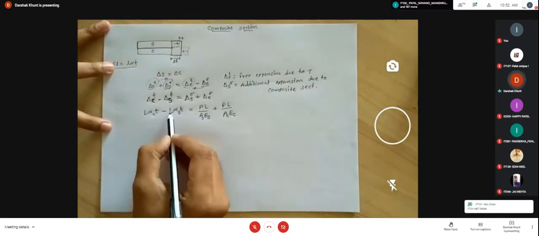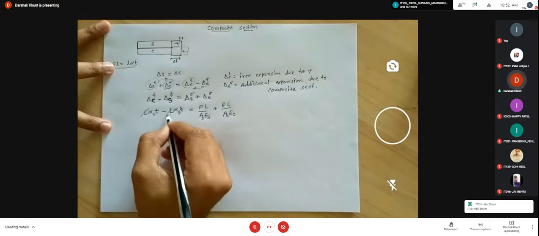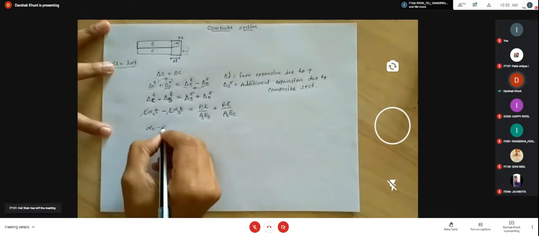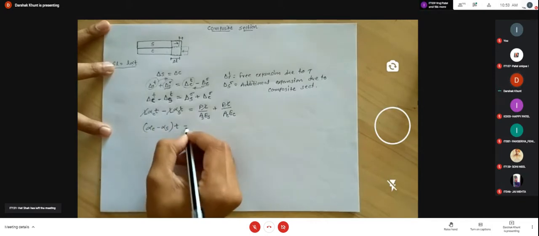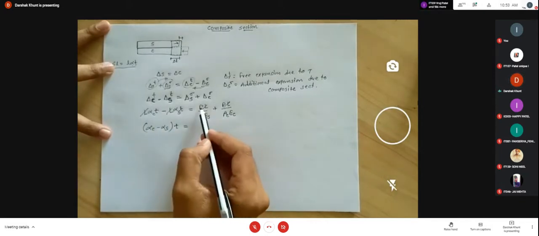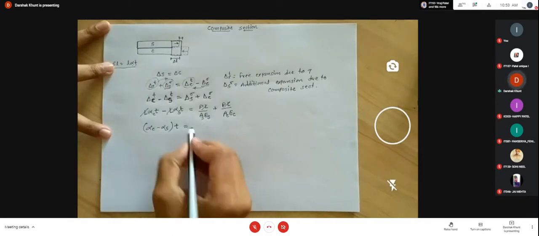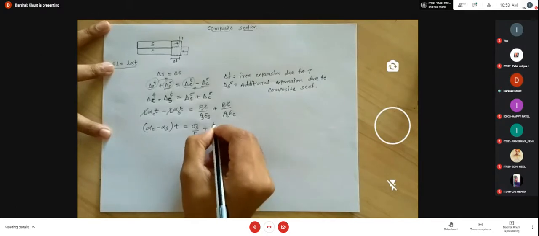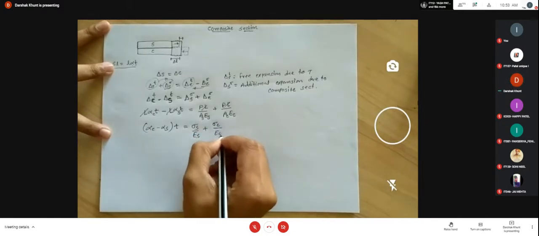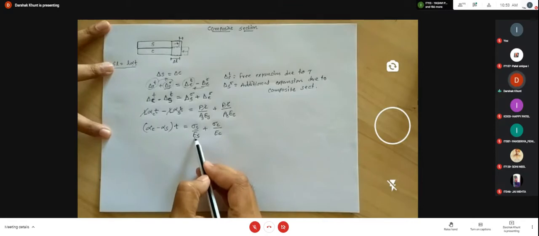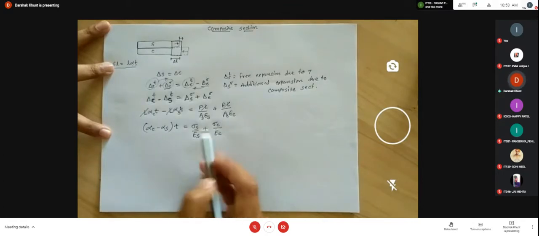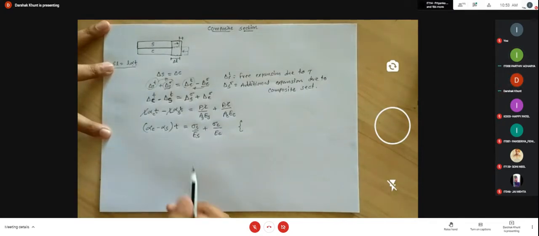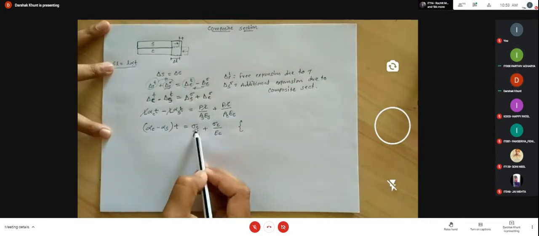So if we take L common from both sides, it cancels out. Okay. So here (alpha C minus alpha S) into T is defined by P by A, that is the stress in the steel section. So sigma S by ES plus sigma C by EC. That is the stress in steel by Young modulus of steel and stress in copper by Young modulus of copper.